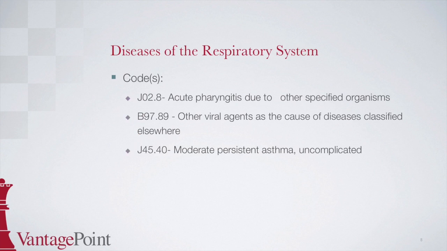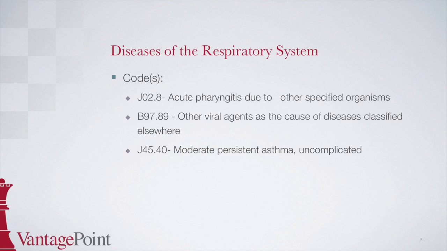The first code is J02.8, acute pharyngitis due to other specified organisms. To locate this code, start at pharyngitis in the alphabetic index and then locate viral, not elsewhere classified, which points to J02.8, which you would then confirm in the tabular. There is an instructional note in the tabular which states use additional code B95 through B97 to identify infectious agent.